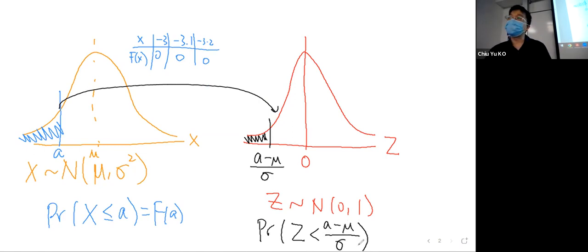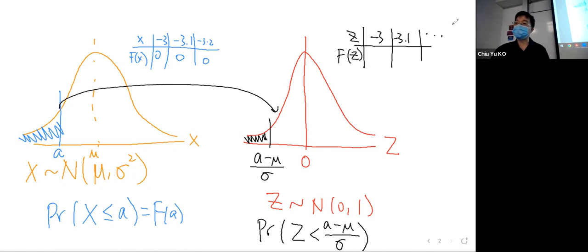Okay, so that is the main reason why we're doing this: in that case, I just need to prepare one table, Z, okay? And I give -3, -3.1, and so on and so forth, and F of Z, okay? And that makes our life easier. We don't need to compute all the combinations of mu and sigma squared, but instead I just need a single table. So that's why this is called standard normal, okay? A normal with mean 0 and variance 1, okay?